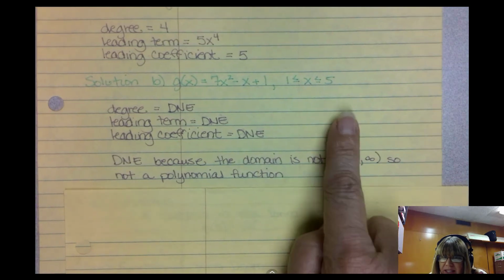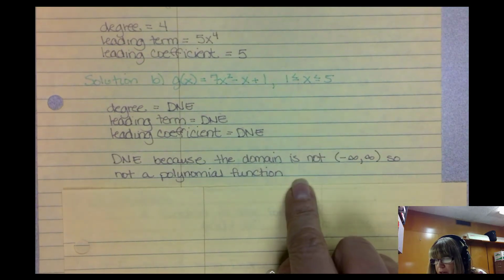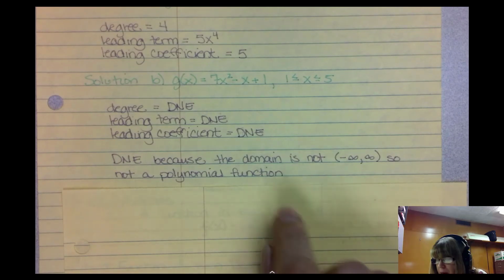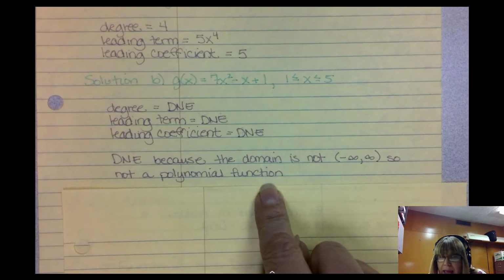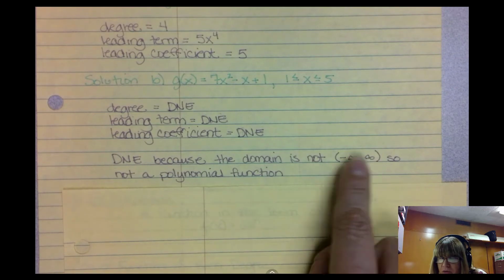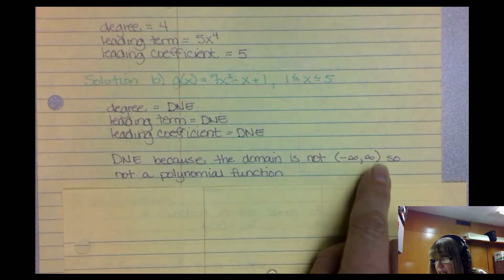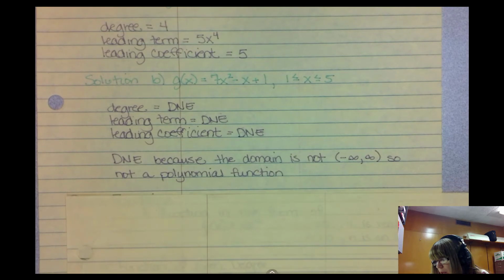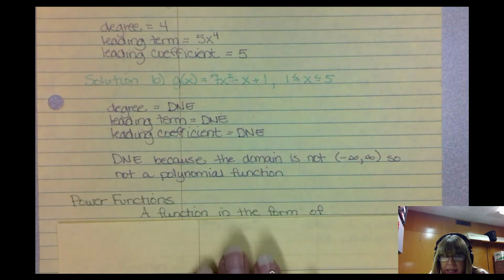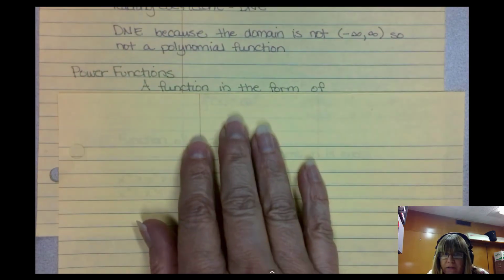We have limits, and therefore there is no degree, no leading term, and no coefficient in our minds, because we're not dealing with a polynomial function that goes from infinity to negative infinity. We're limited. All right, so let's look at what's called a power function.